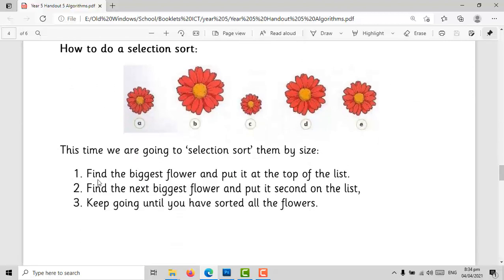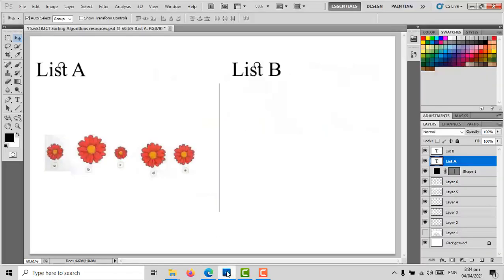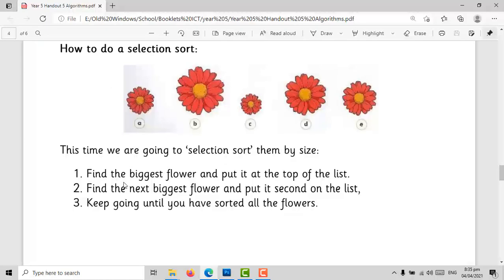We've got the steps right here. Find the biggest flower and put it at the top of the list. Then find the next biggest flower and put it second on the list. Keep going until you have sorted all the flowers. It's very simple, right? I'm going to use the same system that I had last time, with list A and list B. Let's get started. The first step is to find the biggest flower.